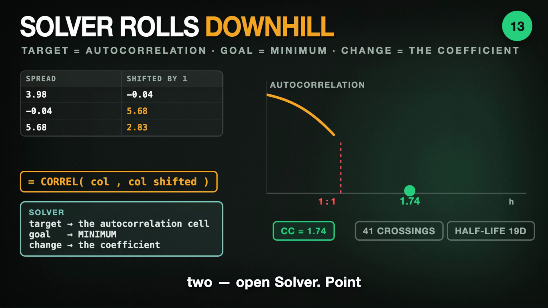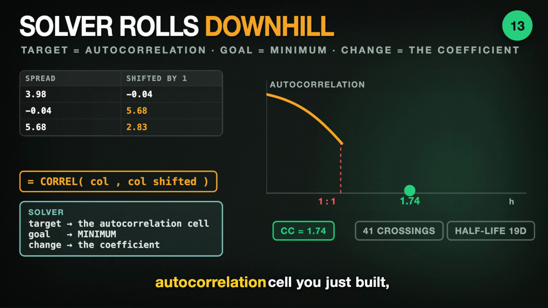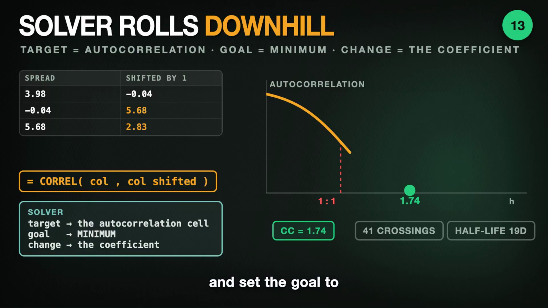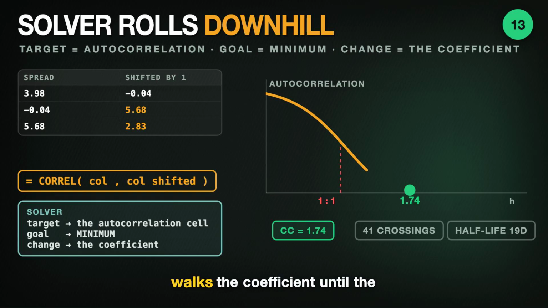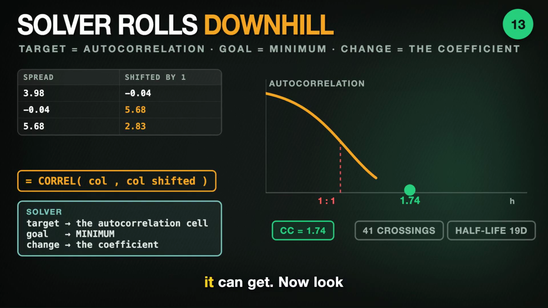Step 2. Open Solver. Point the objective cell at the autocorrelation cell you just built and set the goal to minimum. Step 3. Set the cell to change to the coefficient. Run it. Solver walks the coefficient until the autocorrelation is as small as it can get. Now look at what it found.